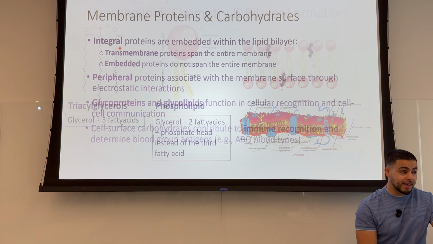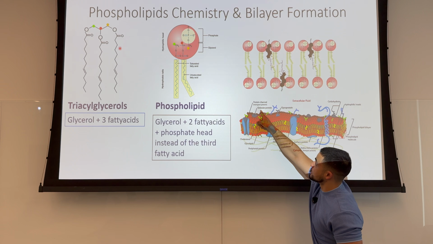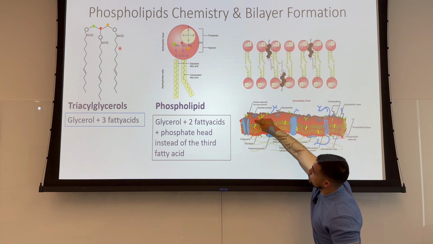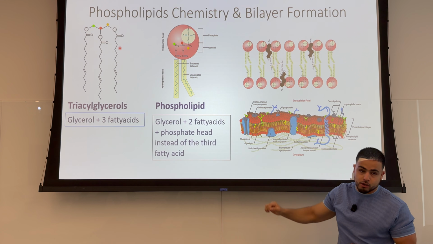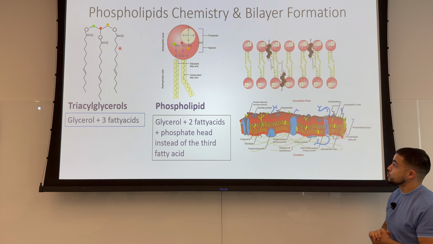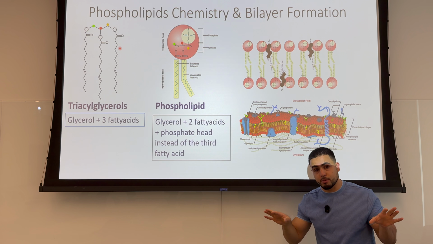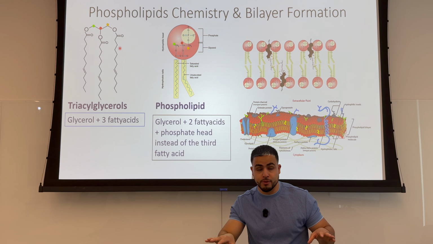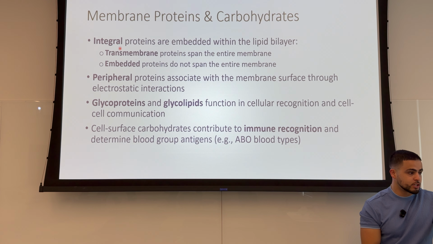However, they're not going to span the entire length of the plasma membrane. So you can see over here, this globular protein is interacting with the core of the plasma membrane. However, it's not spanning all the way through. And then finally, you have surface proteins or peripheral proteins that you can see right here. So these are interacting with the plasma membrane, but they're not entering into it. They're interacting with the surface via electrostatic interactions.